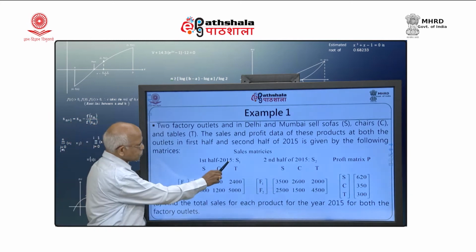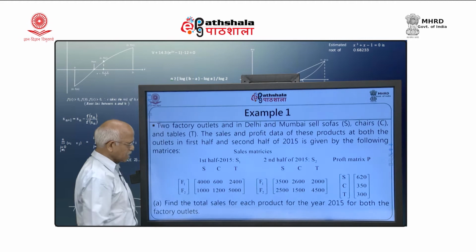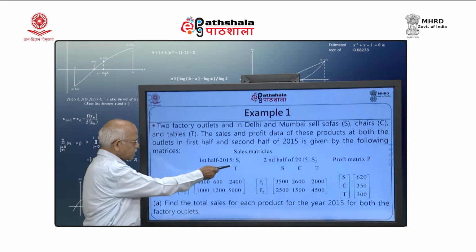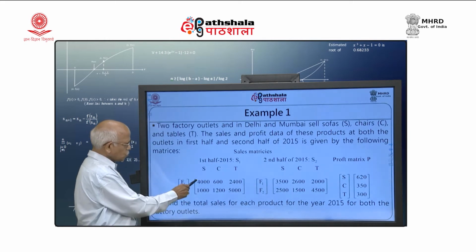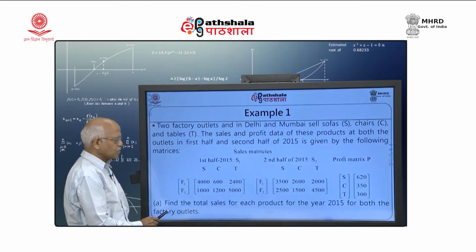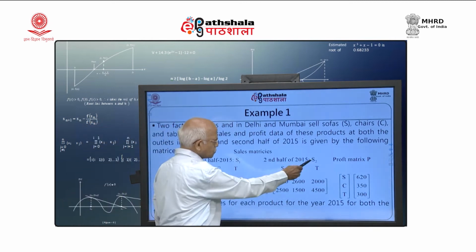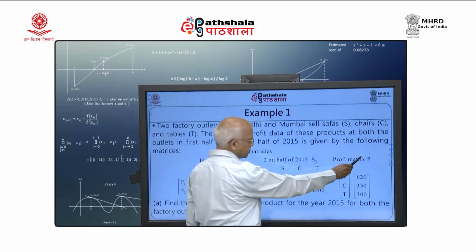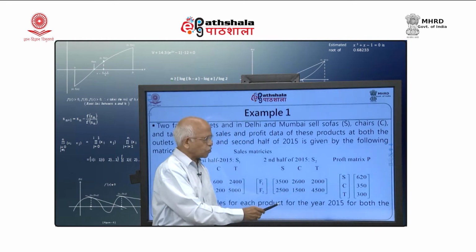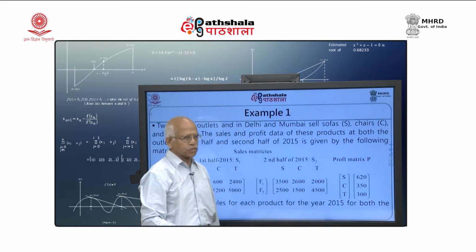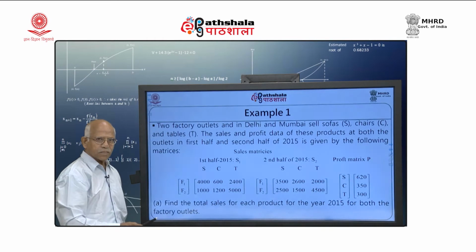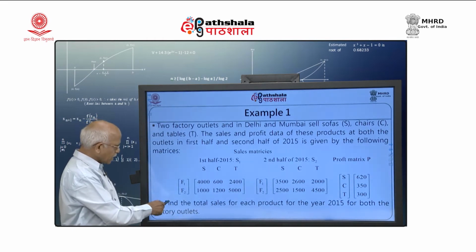So, I am taking the first half of 2015, and I am calling this matrix S1. I have got one factory outlet, another factory outlet, sofa, chair and table, and these are the actual sales. So, 4000 sofas are sold at factory outlet 1 in the first half, and similarly I am representing the second half of 2015 by matrix S2. For the profit matrix, I am given that on each sofa I get a profit of 620, per chair a profit of 350, and per table a profit of 300. So, that is what I will get, these matrices to represent my data.